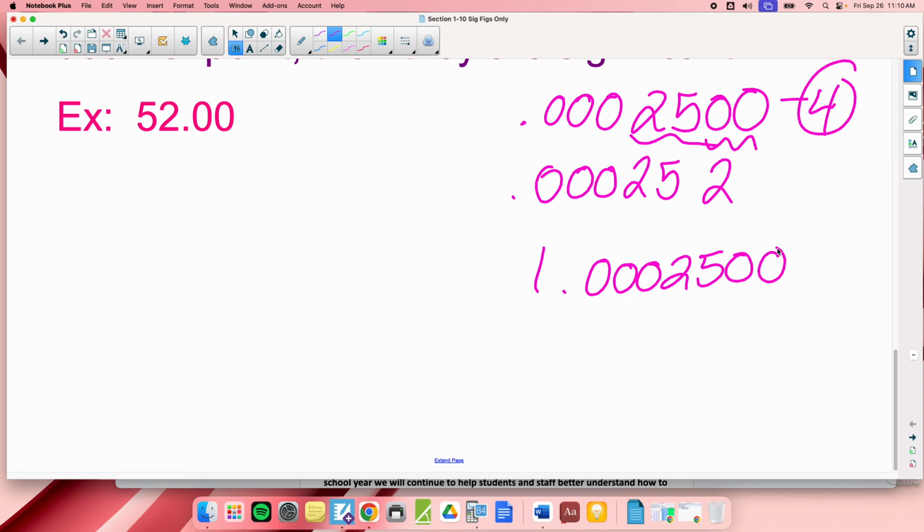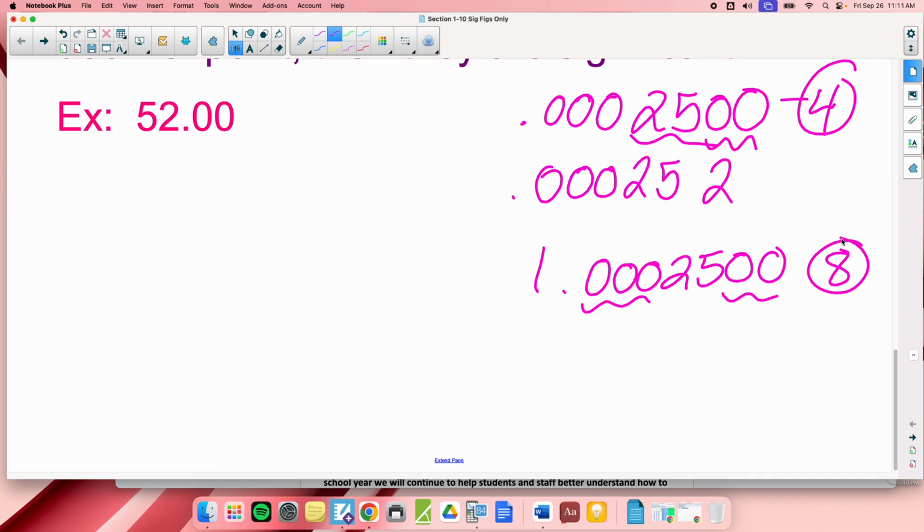What if, what do you think? Do you think we count these? Yeah, right? Because they're in between 2 numbers that are not 0. Do we count these? Because they're trailing zeros. So in this case, we count everything. So this is 1, 2, 3, 4, 5, 6, 7, 8.